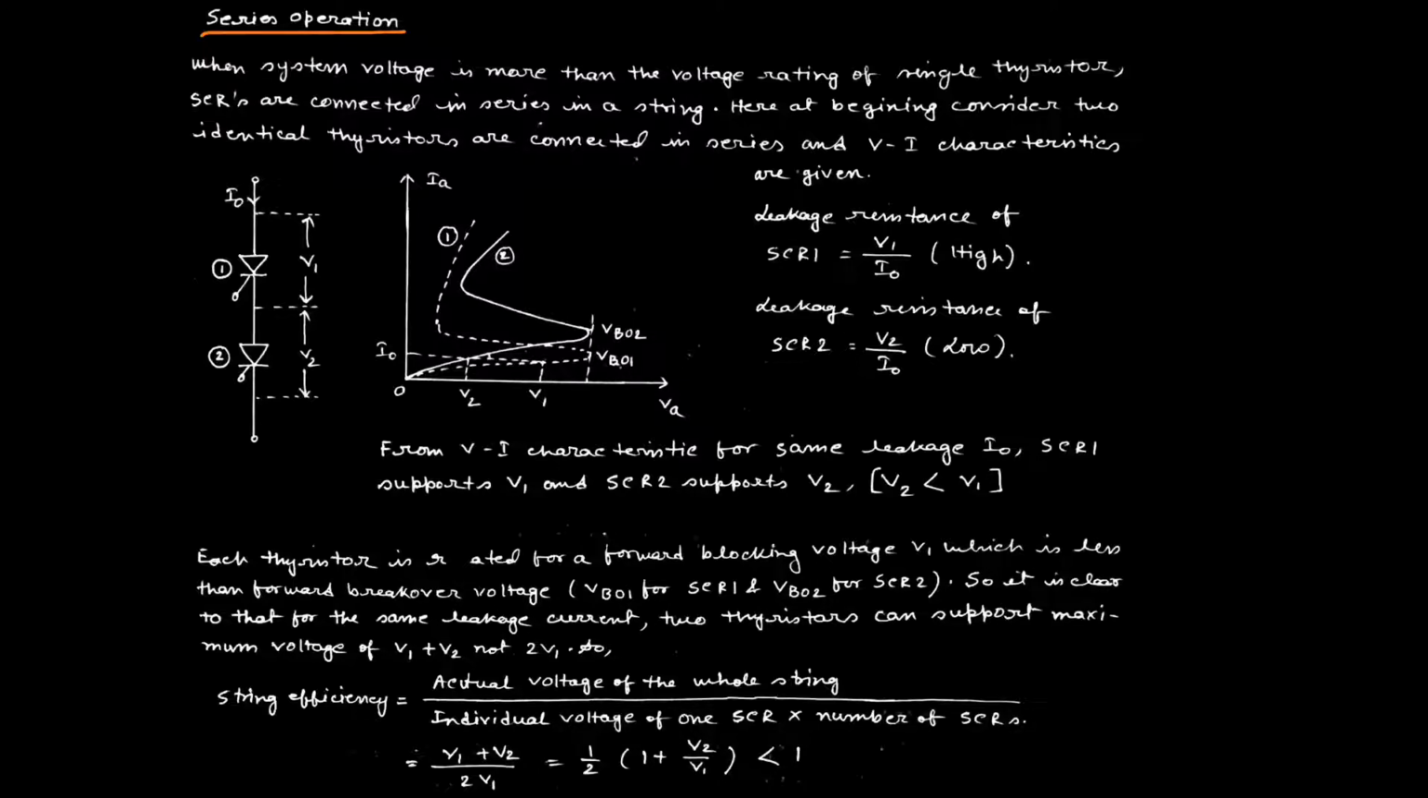So we can define the string efficiency, which is equal to the actual voltage of the whole string divided by the individual voltage of the SCR multiplied by the number of SCRs used in a single string. That can be defined by V1 plus V2 by 2V1, which should be equal to 1 by 2, into 1 plus V2 by V1. That means it will always give us a result less than 1.